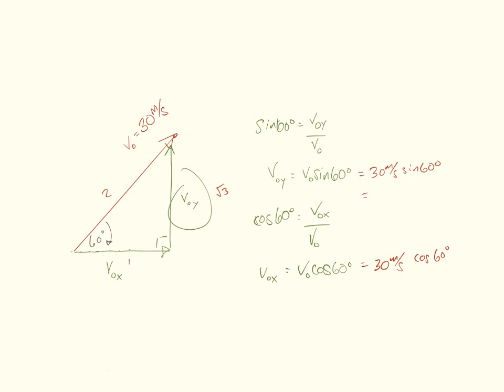1/2, right? So this is going to be 15 meters per second. Sine 60 is going to be radical 3 over 2, right? So this is going to be radical 3 over 2 times 30 meters per second. I don't know what that is. It's going to be like 15 radical 3 meters per second. I have no calculator, so that's a radical, not a 5. You guys cool? Is that what they wanted?